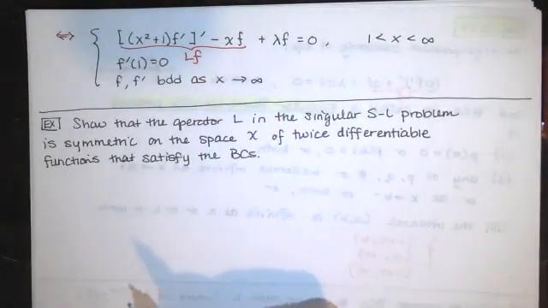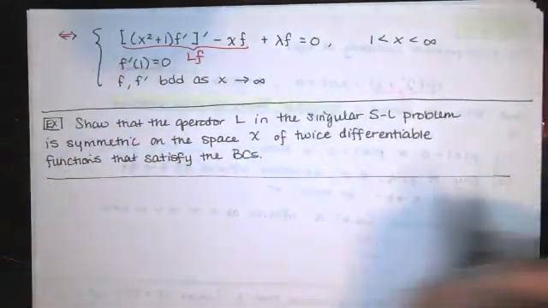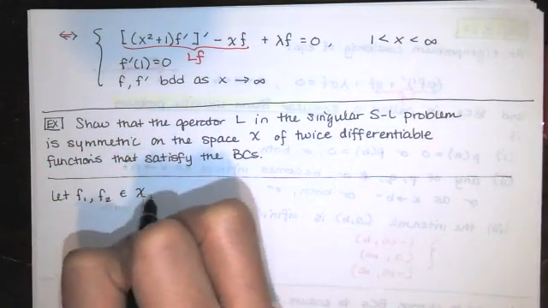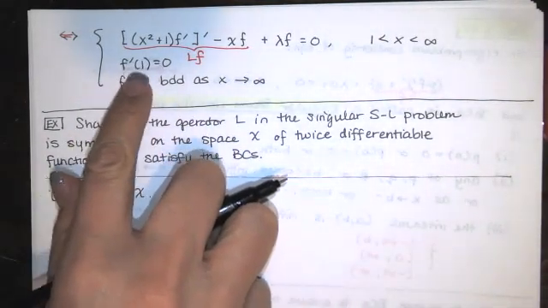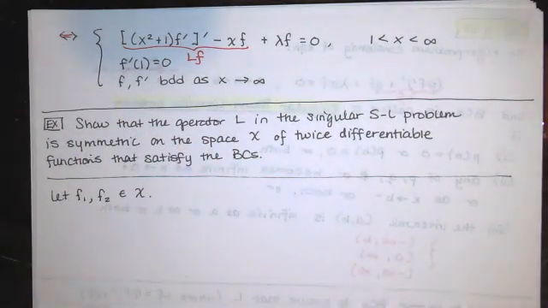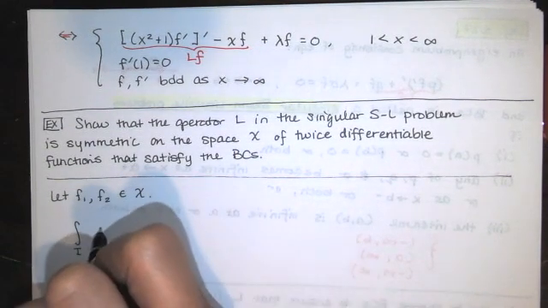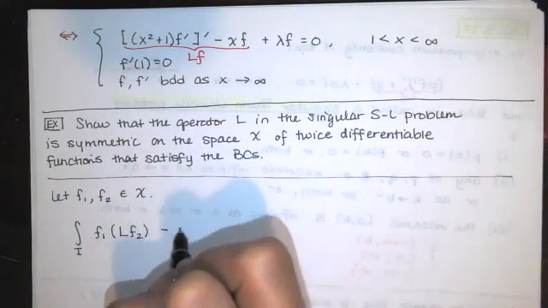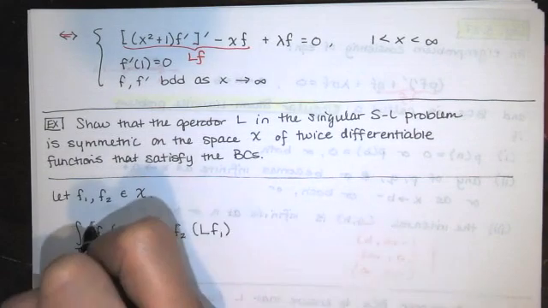Okay, now remember what it means for an operator to be symmetric. We want to let F1 and F2 be members of that space of functions chi, twice differentiable functions that satisfy these boundary conditions. F prime of 1 is 0, and F prime are bounded as X goes to infinity. And then we want to look at this integral. It's the integral over I of F1 times the linear operator applied to F2 minus F2 times the linear operator that we're interested in applied to F1.